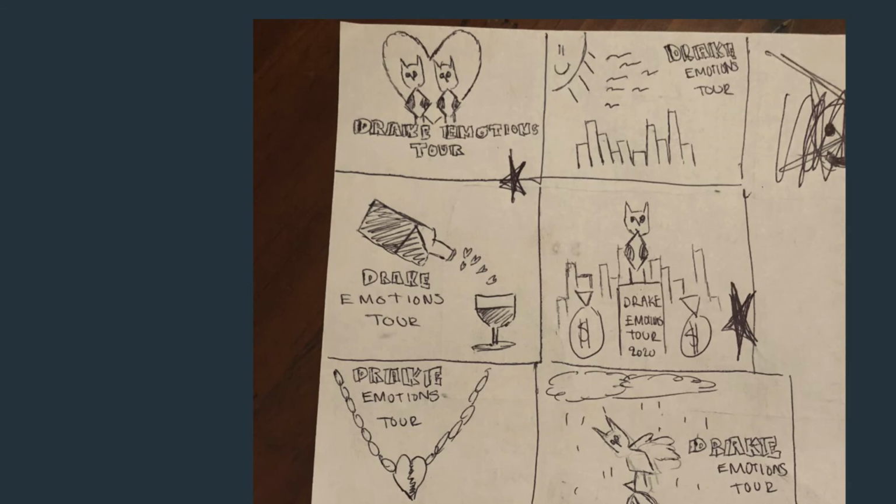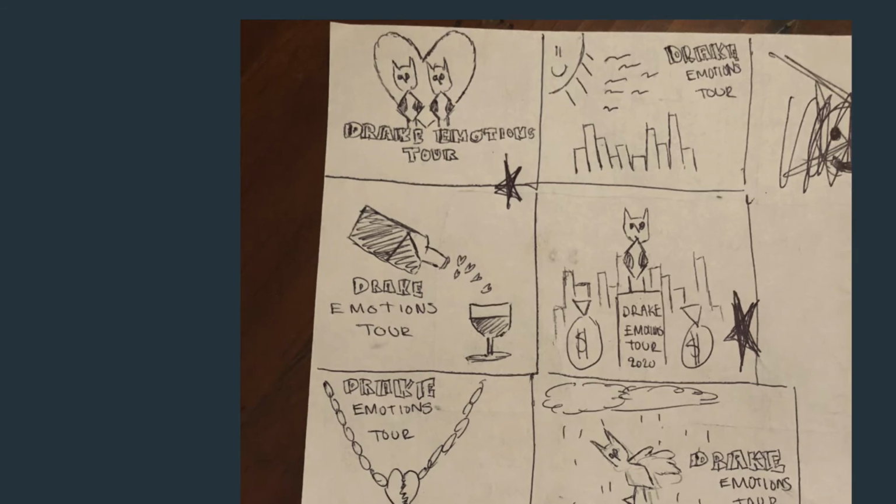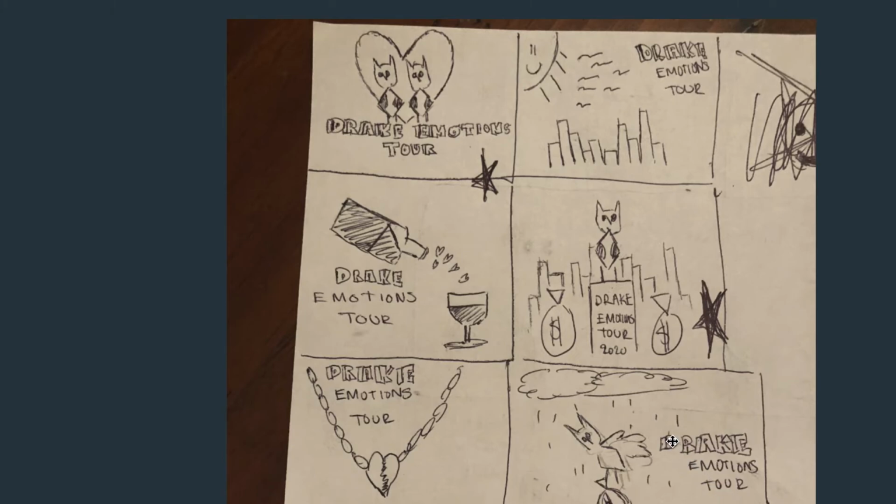Okay, this is Drake Emotions Tour. So I'm looking for things that represent Drake, which I see this kind of owl here and here, and then in here, and then emotions. So what else represents Drake? Should be seeing that, and then what else represents emotions?